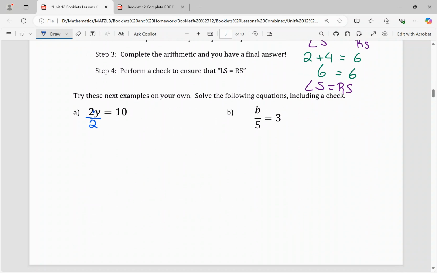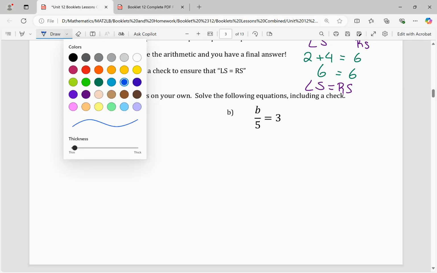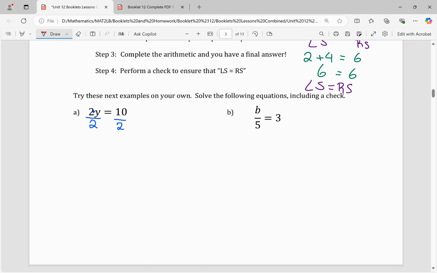Now remember, whatever you do to the left-hand side of the equal sign, you also have to do to the right-hand side. So we're going to divide this 10 by 2 as well. Now, since we used opposite operations correctly, we can say that 2 divided by 2, that's going to equal 1, right? So this is kind of like we're left with 1y.